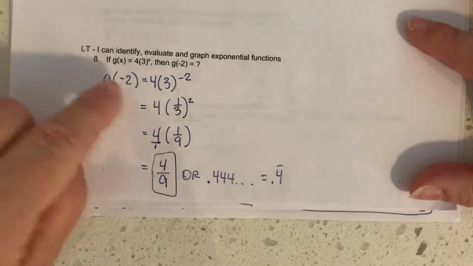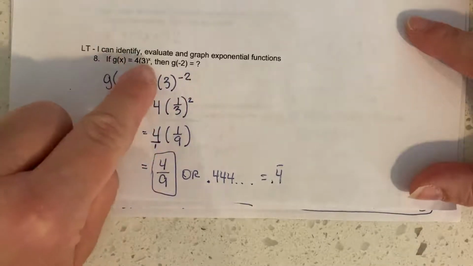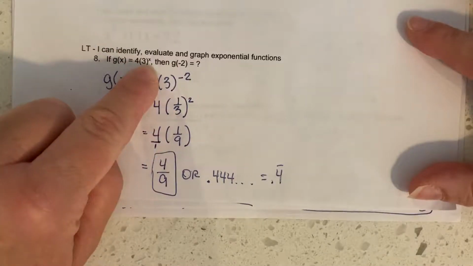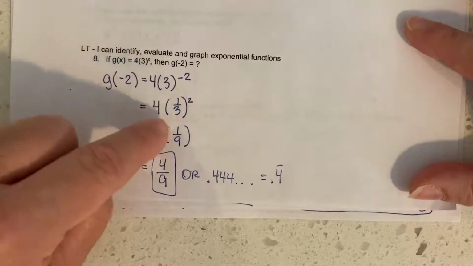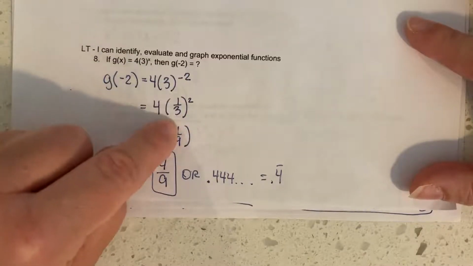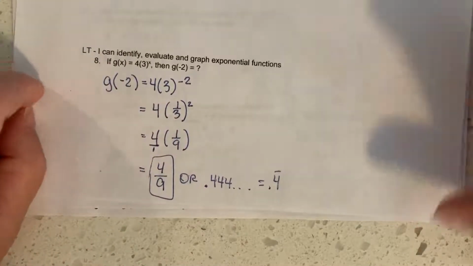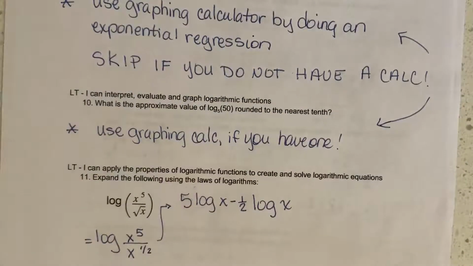Okay, so just remember this whole question was, did you know that the negative 2 needed to replace the x? And then did you know that the negative 2 meant that you have to drop the 3 to the bottom and put 1 over 3 in order to do the problem? All right, let's go on to number 9.